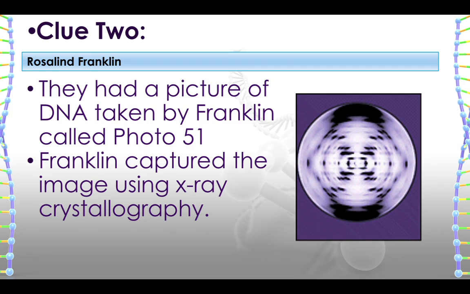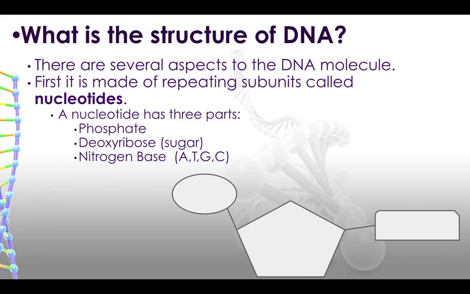The second clue that led Watson and Crick to actually be able to determine the structure of DNA is they had a picture of DNA taken by Rosalind Franklin utilizing X-ray crystallography. This photo became very famous and was dubbed Photo 51. And in this photo, it clearly showed the sugar phosphate backbone of DNA, it being a double helix, and the nucleotides or bases being in the center.